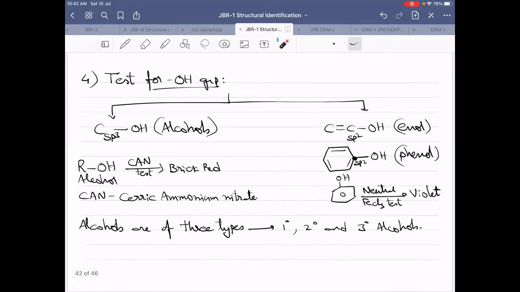Next, test for an OH group. OH group means a hydroxy group. We know it, but based on which carbon atom it is attached to, the hydroxy functional group is divided into two types. One is if the OH group is attached to an sp3 carbon.